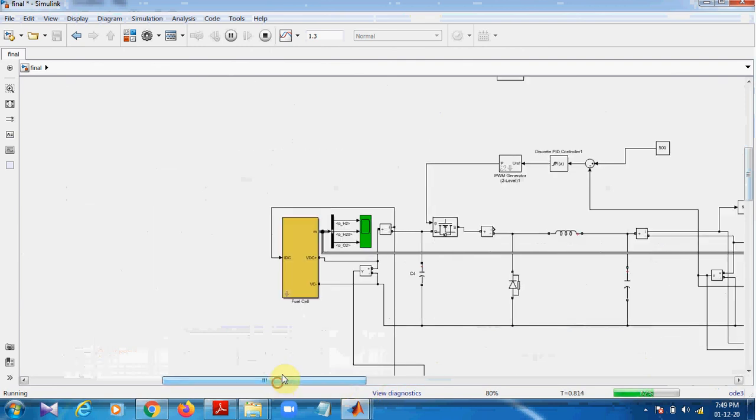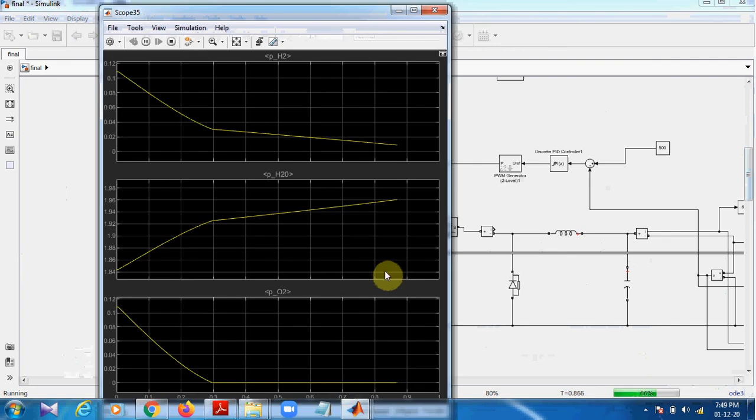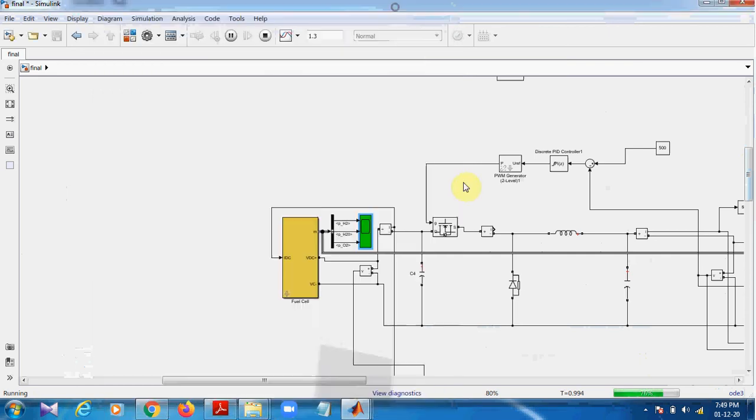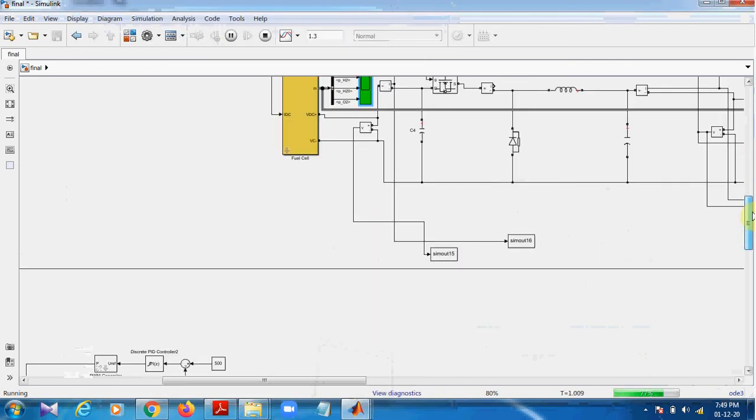Here we have used a fuel cell. We'll see the different types of gases emitted by the fuel cell, that is H2, H2O and O2. These are the different types of gases and liquids emitted by the fuel cell. This is the graph for the liquid fuel cell.